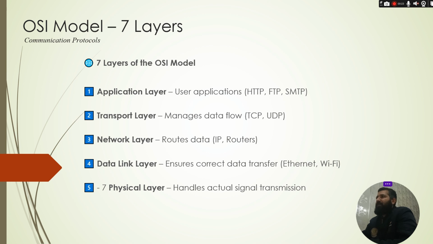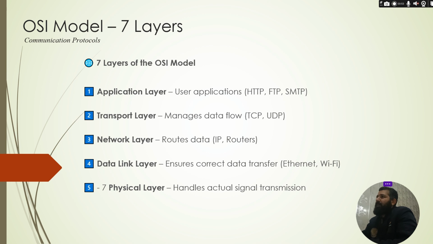The very first layer is called the application layer. It handles user-facing software like HTTP, FTP, SMTP. Presentation and session layers are also included in it because they handle user-facing software. The next layer is called the transport layer. It manages end-to-end data flow using TCP for reliable data and UDP for real-time data.